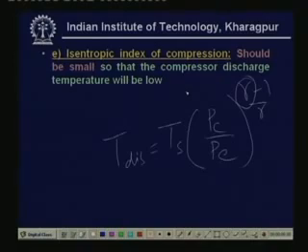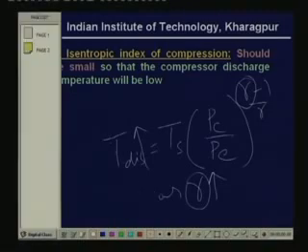So you can see that for given condenser and evaporator pressures and a given suction temperature, the discharge temperature increases as the index of compression increases. This is not good from the compressor life point of view. So, in order to have a low discharge temperature, the value of gamma should be as small as possible.